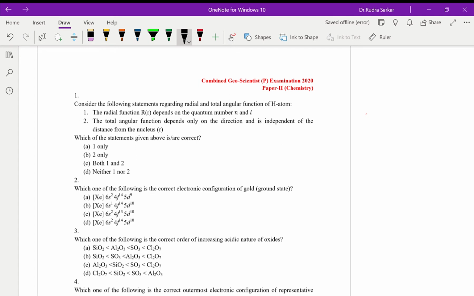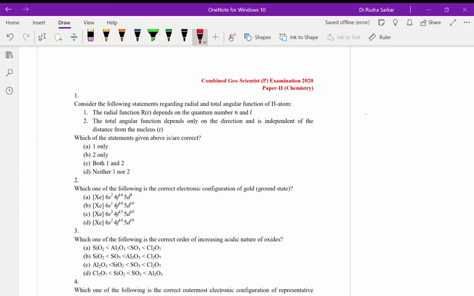We today will be solving the Combined Geo-Scientist Examination 2020 Paper 2 Chemistry. Okay, so the first question is: consider the following statements regarding the radial and the total angular function of hydrogen atom. The radial function depends on the quantum numbers n and l. The total angular function depends on the direction and is independent of the distance from the nucleus r. Which of the statements given above is or are correct?